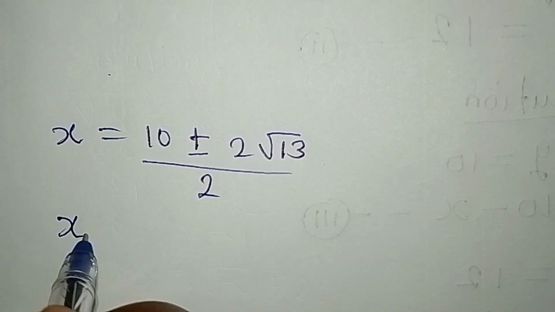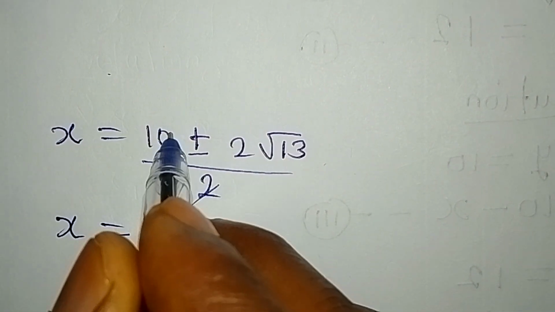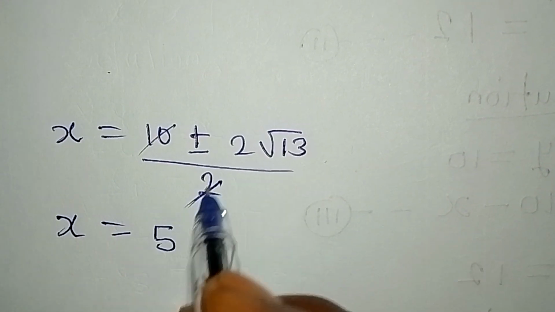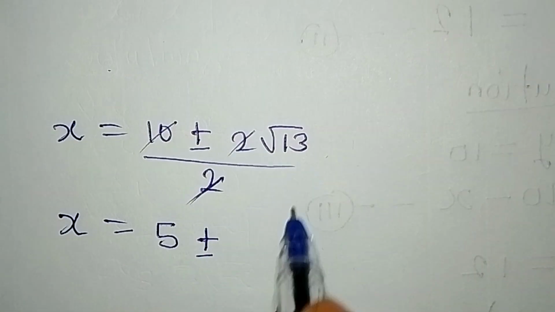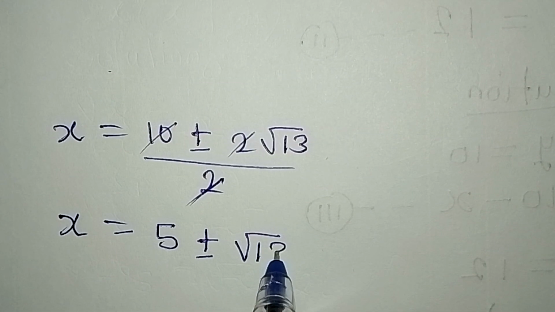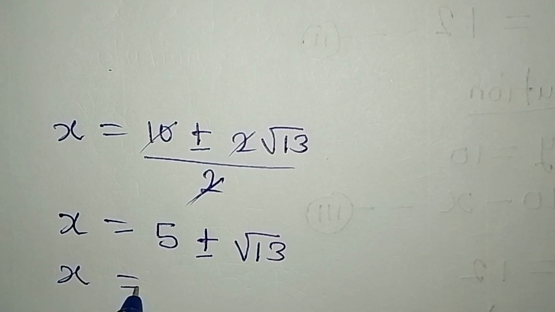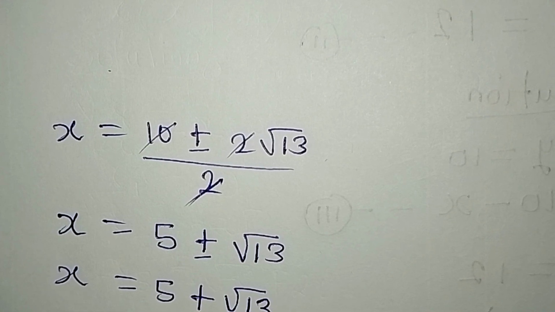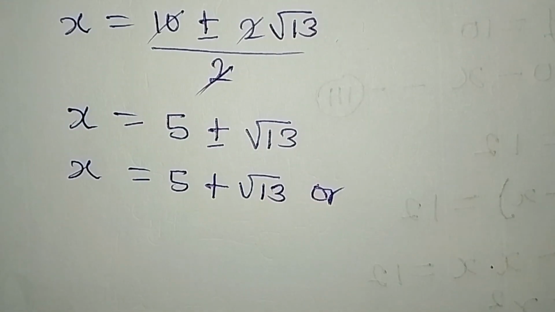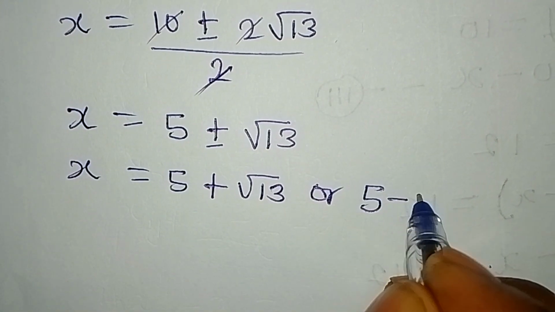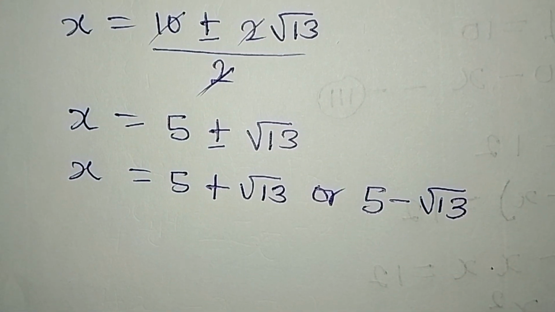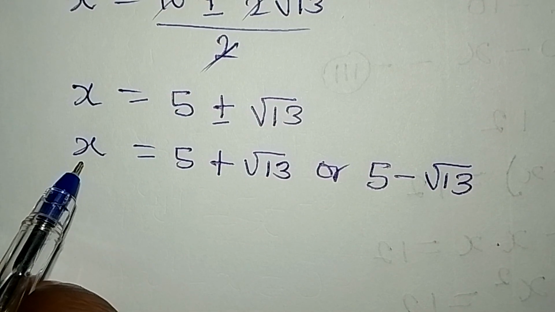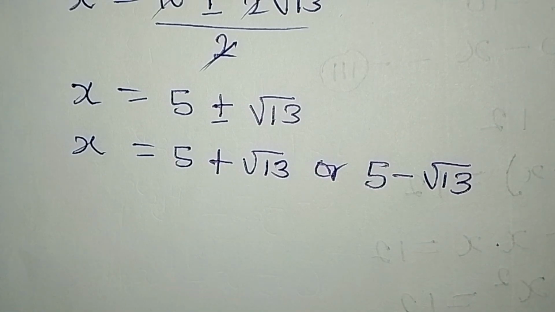From here, x will be equal to, 2 will go into 10, we have 5, plus or minus, the same 2 will go into this to give us root 13. So we are saying that x is equal to 5 plus root 13, or 5 minus root 13. But mind you that we are not stopping at this level because we are getting the value of x and y.